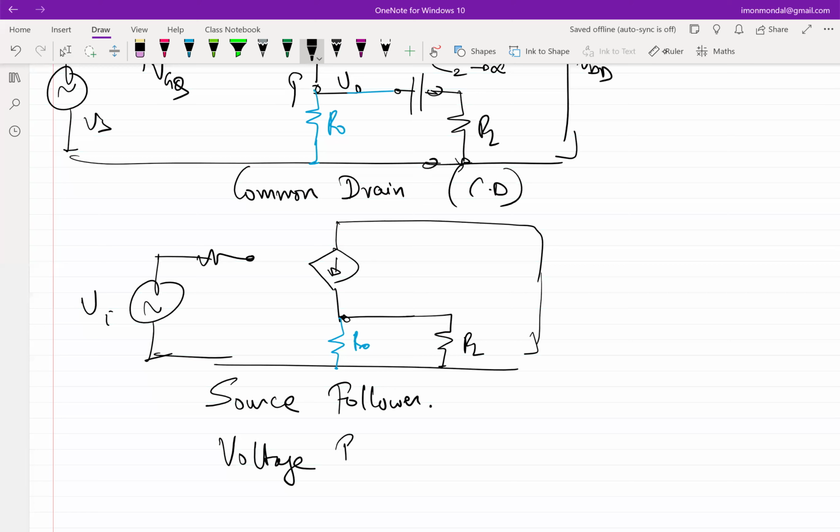Or a voltage follower, depending on whoever is talking. These terms are used interchangeably. Okay, fine. Any questions till now?